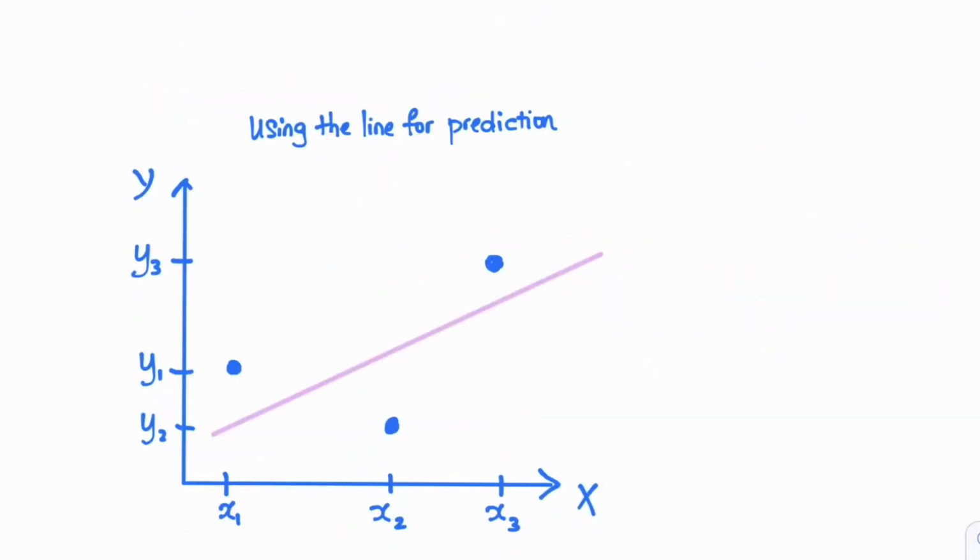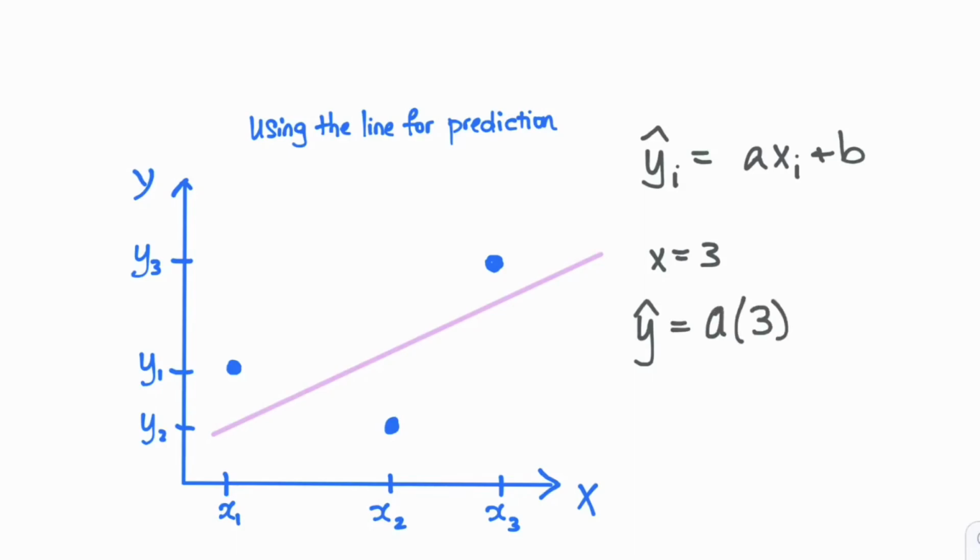Now, suppose we have found the values of a and b so that we know that yi hat is equal to a xi plus b. We can then use this equation for prediction. If, for example, I'm interested in what the y value would be if x equals 3, then all I need to do is to put 3 into the equation. So suppose this is 3 over here, then all we are doing is going up to the line and reading off the y value. Right? And so that's how you would do prediction.